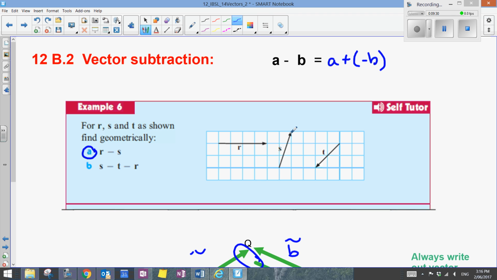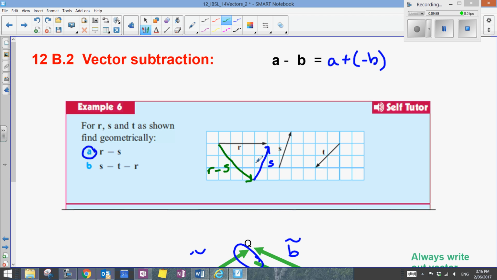So if I did that, I'm traveling 1 left and then down 3. So here's my S vector. And if I started here and ended here, then I've traveled R minus S, and this would be my R minus S vector, because I've traveled against the direction of S.